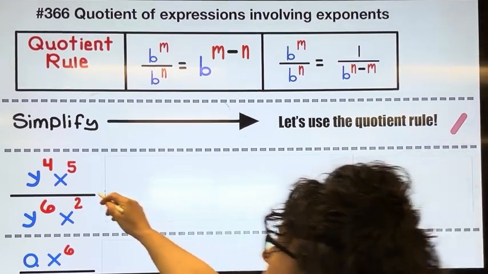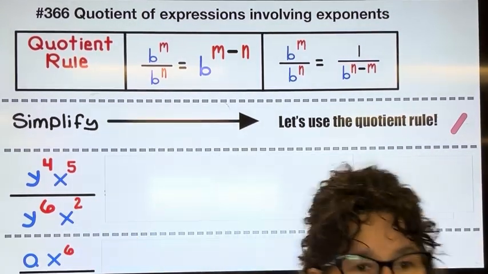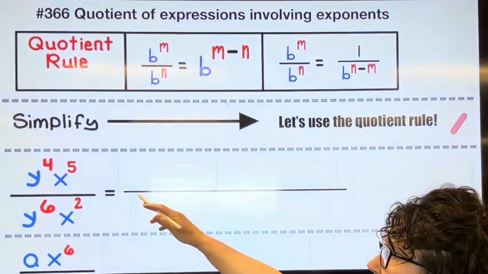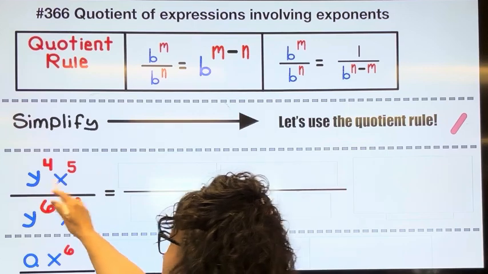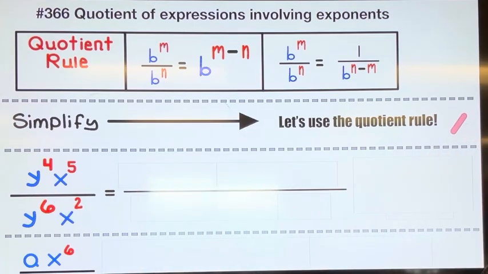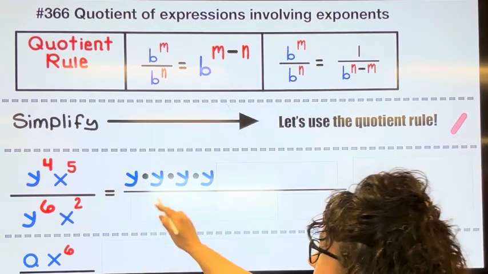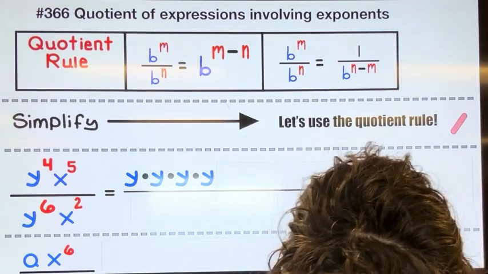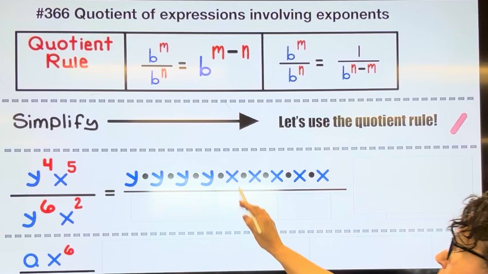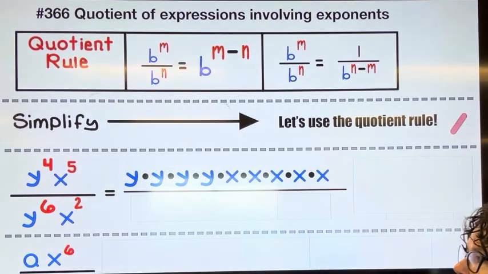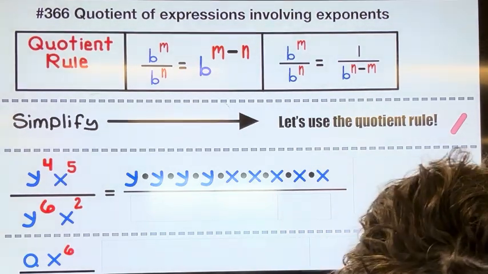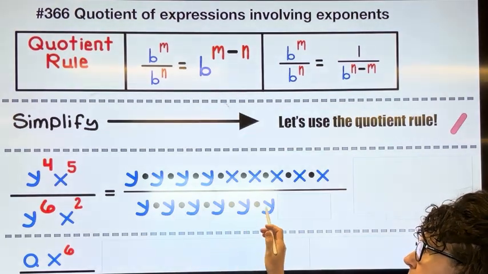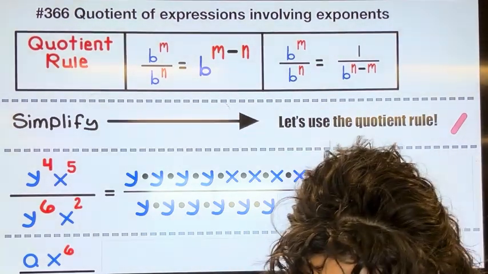We want to simplify this ratio. One way that we could simplify this is to expand. Y to the fourth power means y times y times y times y. X to the fifth power, expanding that, 1, 2, 3, 4, 5. In the denominator, the y to the sixth, 1, 2, 3, 4, 5, 6, and then x squared, x times x.